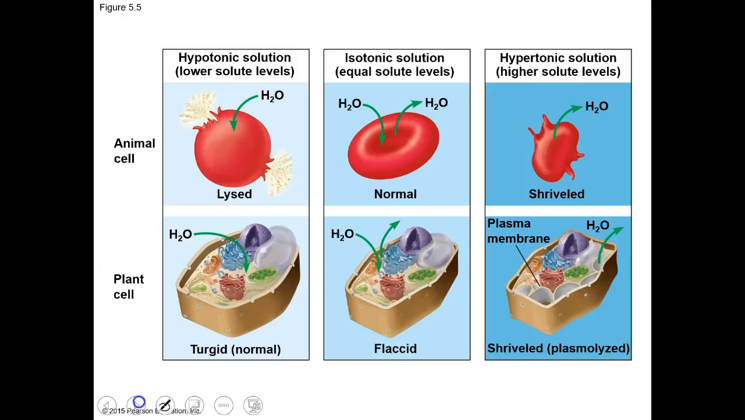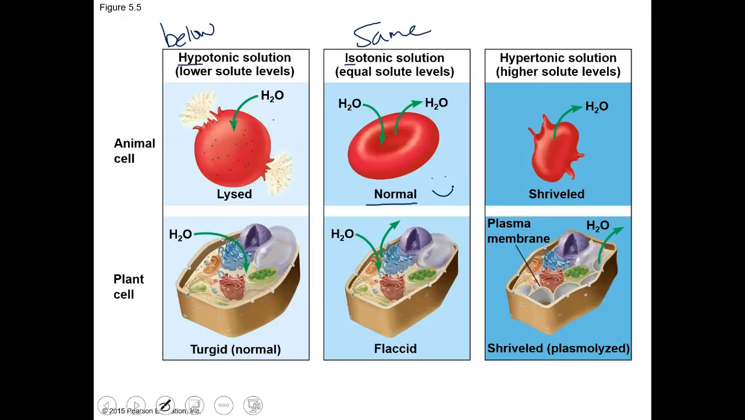So hypo is below, and all these tonicities are referring to the outside of the cell. If the outside of the cell doesn't have a lot, but the inside has a whole lot going on, water will move in towards the stuff and it will burst and split. Plant cells are a little bit different though, because they have that nice cell wall, so they'll just push up against the cell wall. Iso is about the same, so we have equal concentrations inside and outside. For a plant, or for an animal, this is normal, this is good, this is ideal.